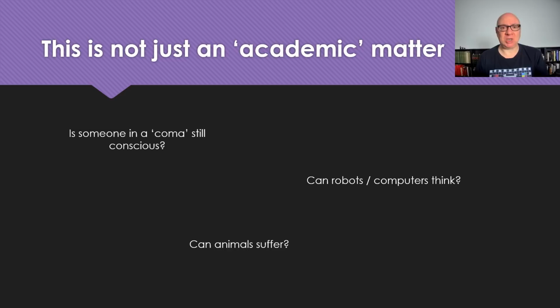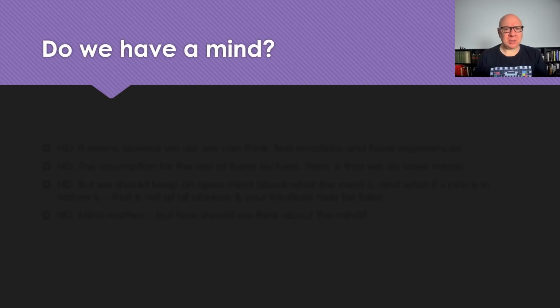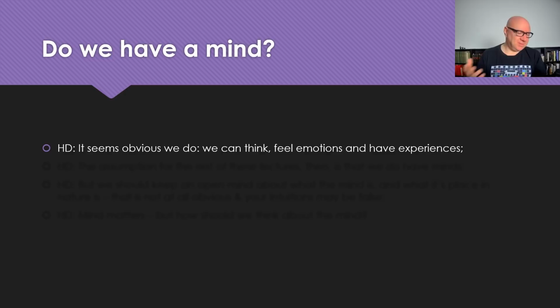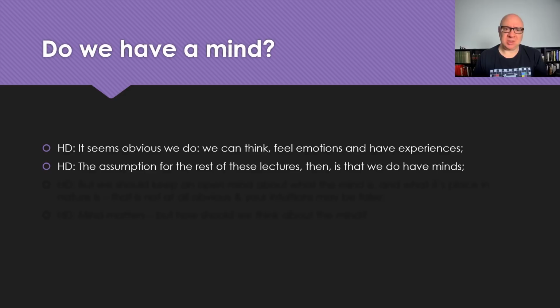Okay, do we have a mind? Well, we're not going to doubt that. We're not skeptics. In the thinking about science course, you have enough material that enables you to defeat the skeptic. So it seems obvious we do. We can think, we can feel emotions, we have all kinds of experiences. I'll go into more detail about what I mean by those terms, of course. But in the rest of this course, we'll just assume that we do have minds. So that's the assumption, and I think it's not a strange assumption.